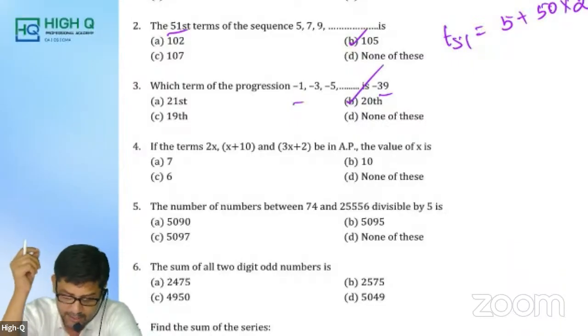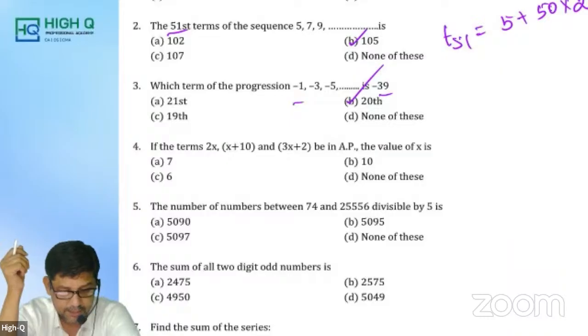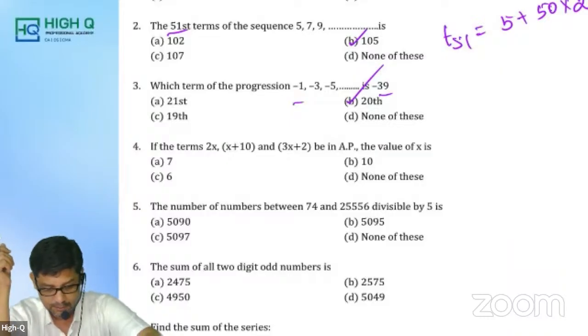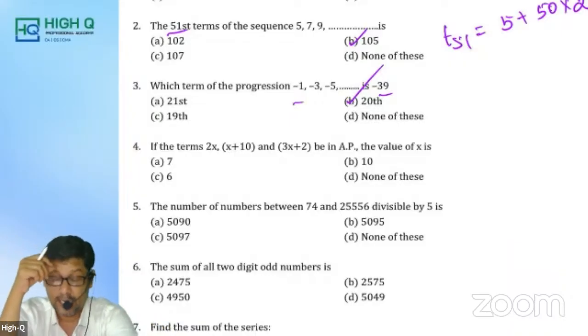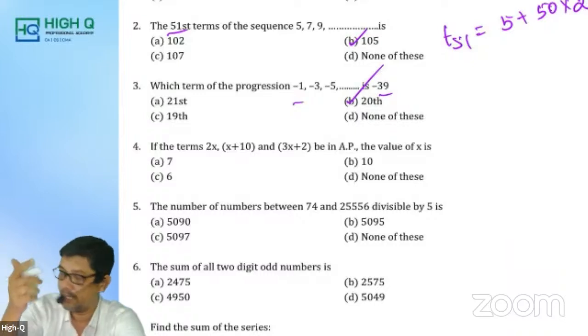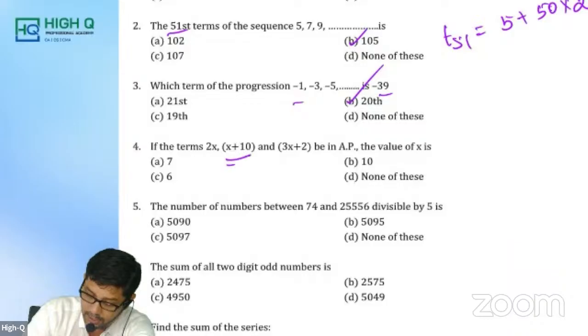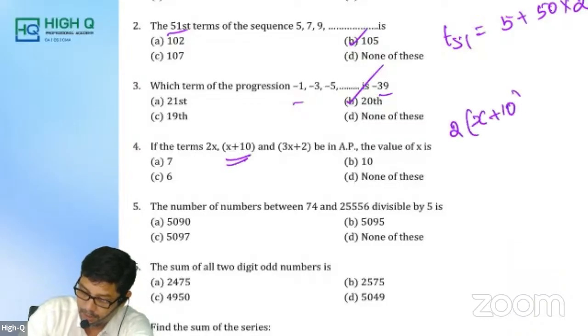Next, the terms 2x, x plus 10 and 3x plus 2 are in AP. The value of x is? Sir, I can use the trial and error method, sir. Either you can substitute using the trial and error method, or the other method is, sir, as per the rule, twice the middle term is equal to the sum of the extreme terms.